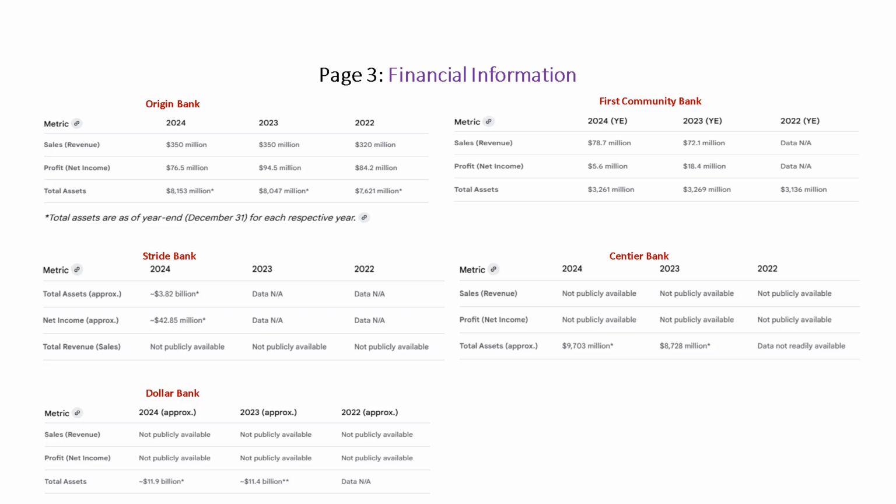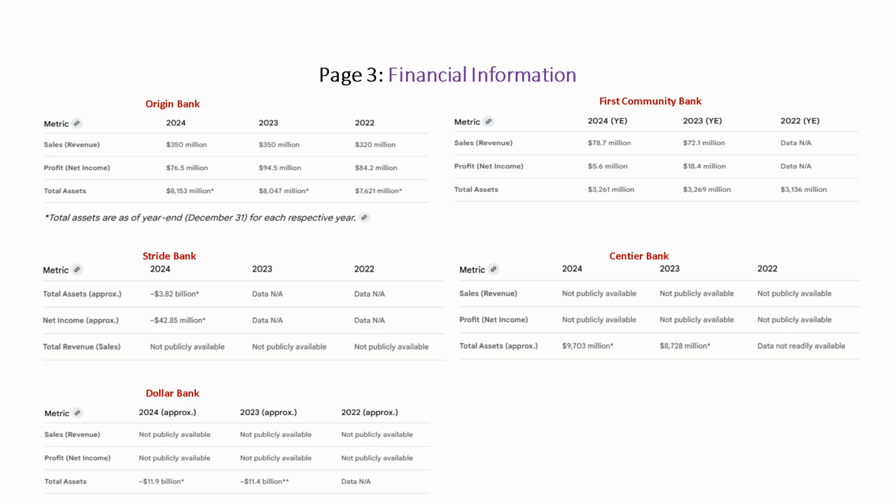You really can't do that kind of comparison for Stride or Contier or Dollar Bank. But the reason I'm pointing that out is I tried to figure out why the profits, at least for those two banks, started out relatively high in 2022, peaked in 2023, and then declined a little bit in 2024.